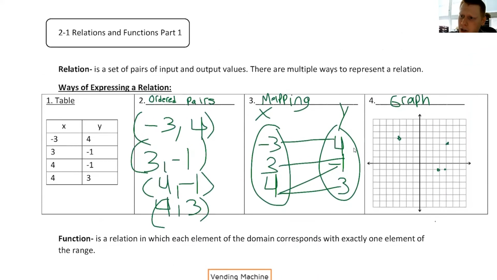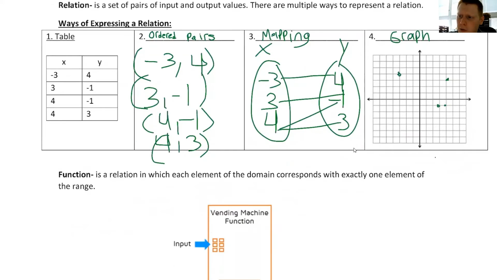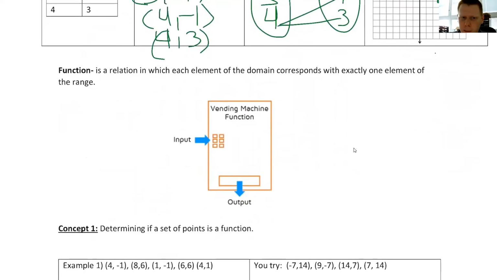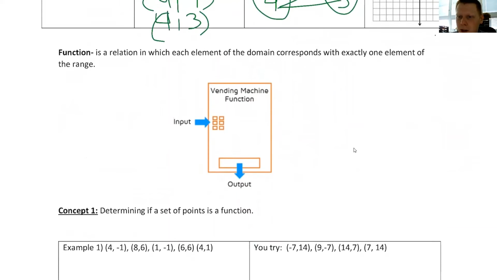So that's a relation and the different ways we can write it, but a lot of times what we're interested in is a special type of relation, which is called a function. A function is a relation in which each element of the domain corresponds with exactly one element in the range. So it's really a fancy way of saying, I like to think of a vending machine.